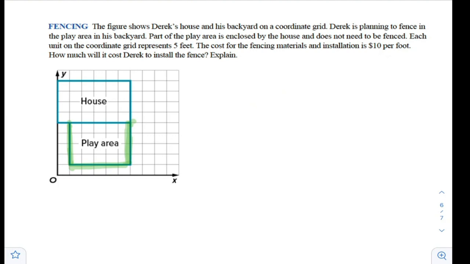Okay, here's the question. Each unit on the coordinate grid represents 5 feet. So this is 5 by 5. The cost for the fencing material and installation is $10 per foot. How much will it cost Derek to install the fence? Since we are talking about fencing, that means we are talking about perimeter. So the perimeter means the distance around the shape, which is in our case 1, 2, 3, 4, 5, 6, 7, 8, 9, 10, 11, 12, 13 units.